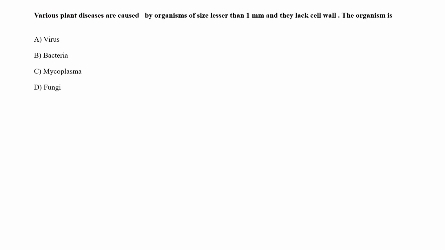Now, various plant diseases are caused by organisms of size lesser than 1 mm and they lack cell wall. The organism is A. Virus, B. Bacteria, C. Mycoplasma and D. Fungi. So the correct one is Mycoplasma. They are less than 1 mm and they lack cell wall.